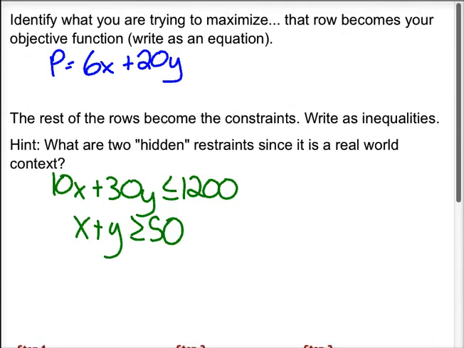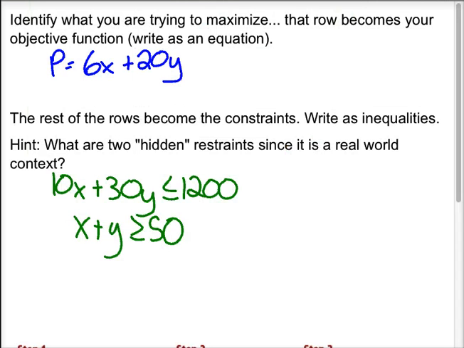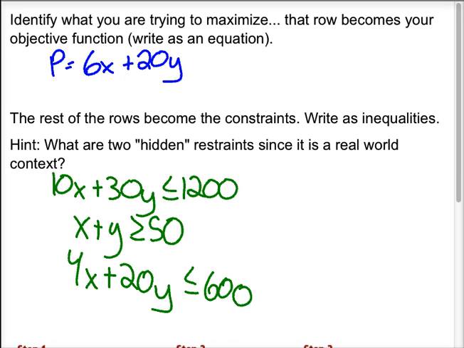Oh, I went in the wrong direction. And then for cost, $4 per t-shirt, $20 per sweatshirt, and we want to spend less than $600.